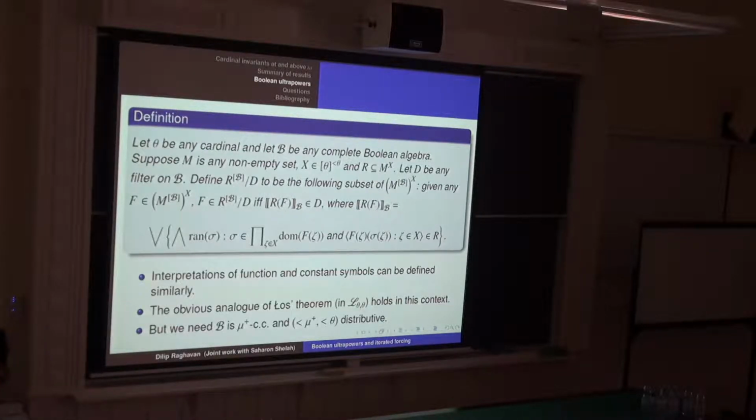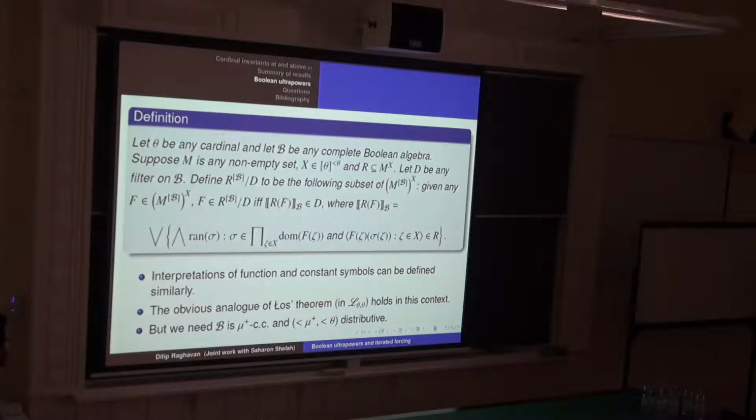Okay, so you can define interpretations of functions and constant symbols, but that doesn't matter to our applications. So there's an obvious analog of Los's theorem here. You just generalize this. Instead of looking at relations, you look at an arbitrary L theta theta formula now, and you have a sequence of functions, and you can do the same business there, and then you get that it holds in the Boolean ultrapower if and only if its truth value is in D. But to prove that we need some kind of distributivity.